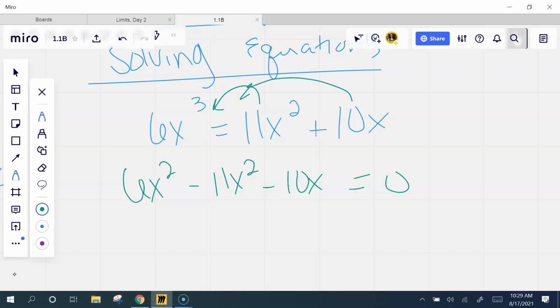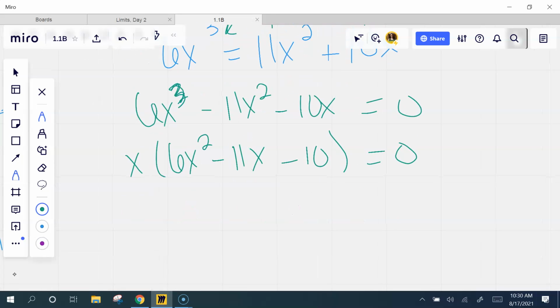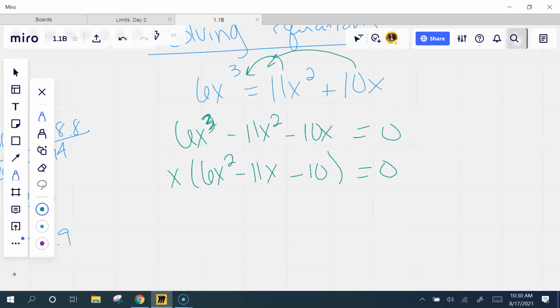You could take out an x for sure. I could take out an x, right? If I take out an x, now I'm in a situation where I have a quadratic, and what could I do? Factor. What multiplies to negative 60 but adds to negative 11? Negative 15 and 4.